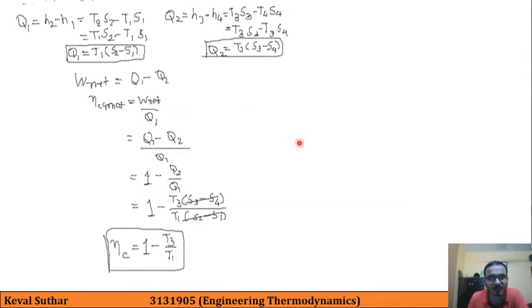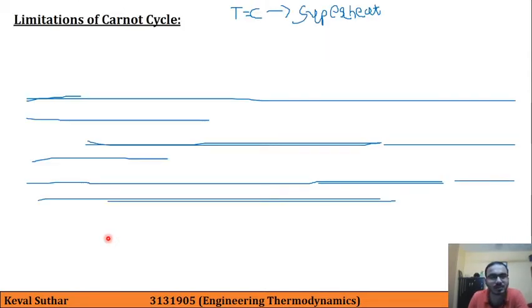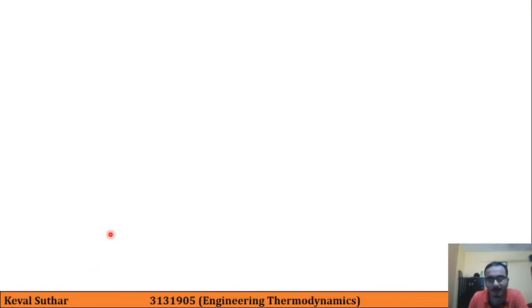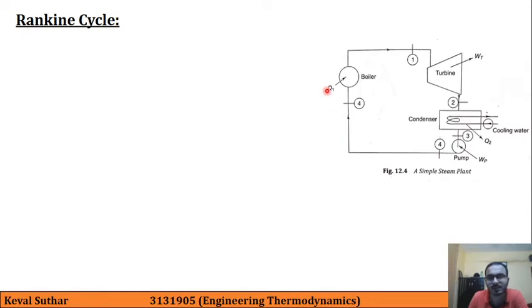So in our last lecture we derived the efficiency of the Carnot cycle. The next was the limitations of the Carnot cycle that we have studied. After that we began the Rankine cycle, which is a more practical cycle, applicable in real life. Here the only difference is, instead of the compressor that was present in the Carnot cycle, we are having a pump.